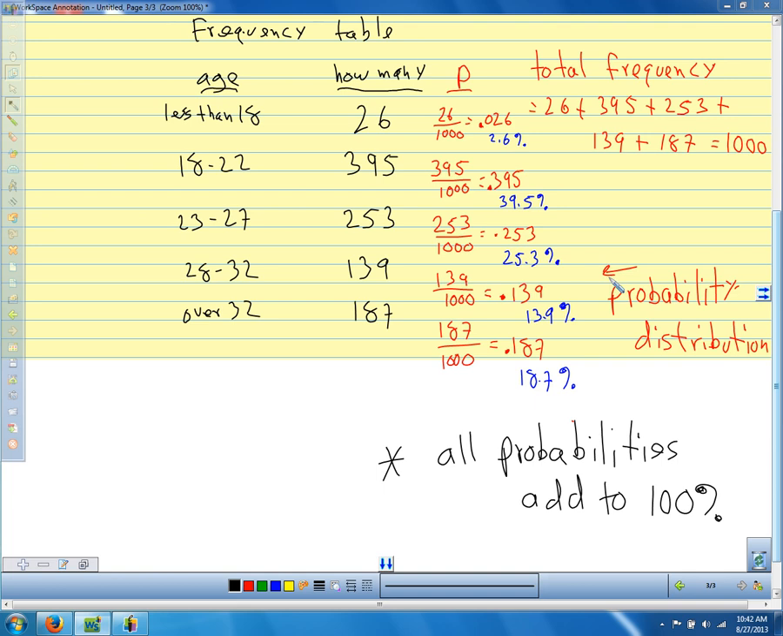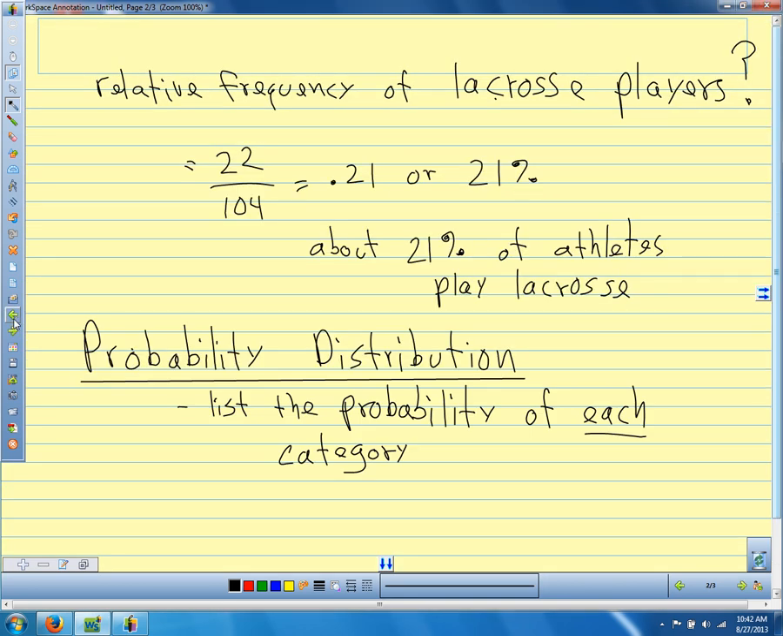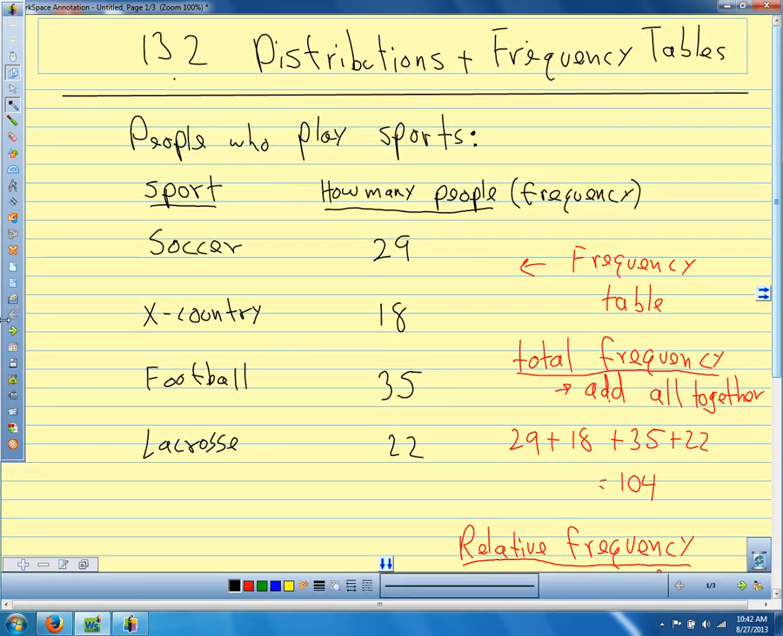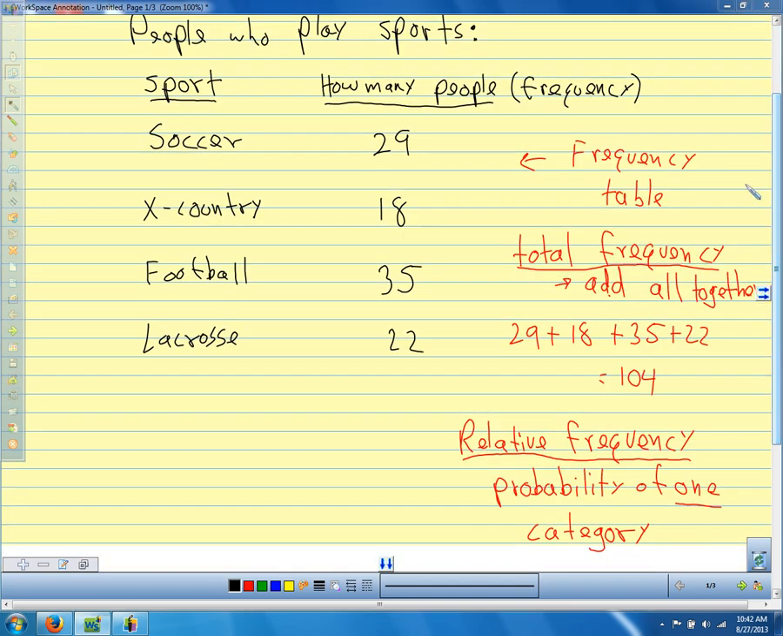So just a couple of pointers where people get confused on frequency tables is not actually doing the probabilities, but just on the vocabulary. So let's just go back really quickly and just kind of review what we talked about. A frequency table, all it means is we're listing the number of something in a category. We're just making it in a list. So that's all a frequency table is. The total frequency, your key there is the word total. Total frequency means add all these numbers together. They're how many things we're looking at all together.